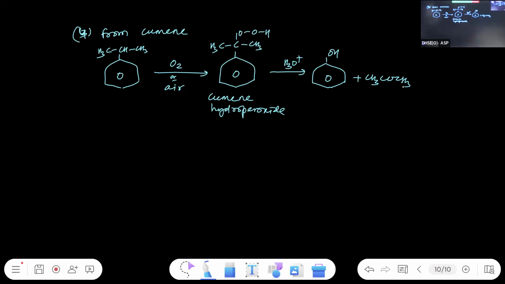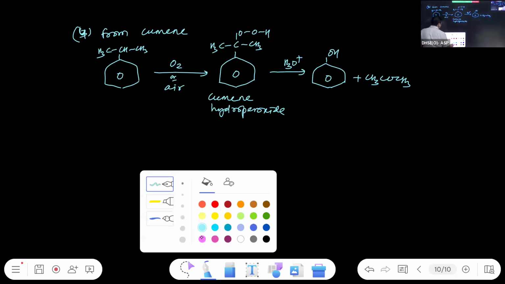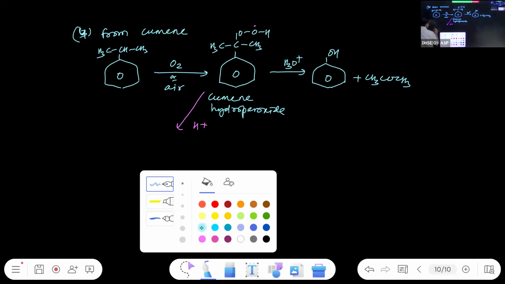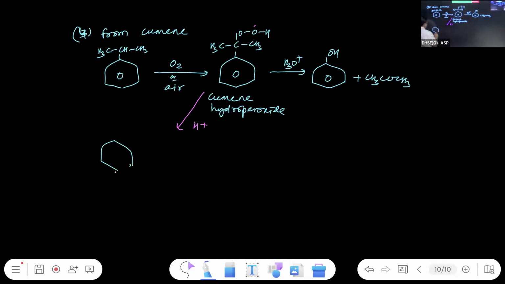Okay. Now, see, H plus will attack. The H plus will attack this position. So what will be the next? Water will be released. Water release will make this O plus. Then see, the oxygen will shift.